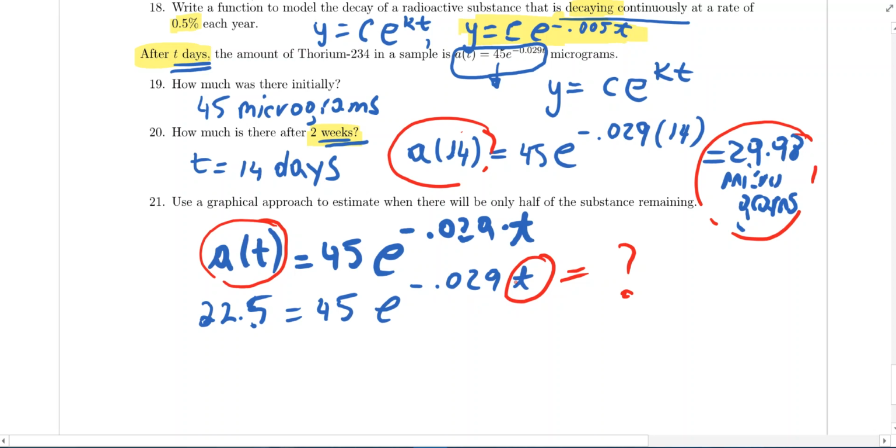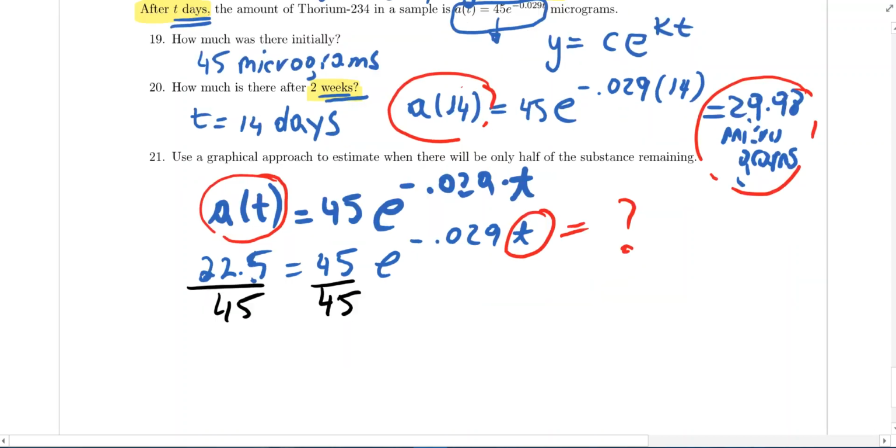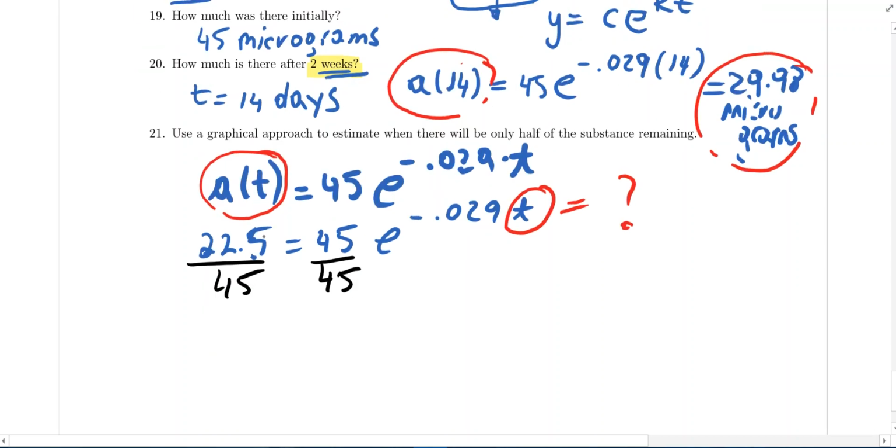I mean, I could divide by 45, so let's do that. Let's divide by 45, both sides. So then 22.5 divided by 45, that's 0.5, that's a half, equals e to the negative 0.029 times t. So now I still have to solve for t, and t is an exponent, and regular algebra so far does not let us do that. So this is the reason why we have to learn about logarithms, because logarithms are going to allow us to solve for exponents.